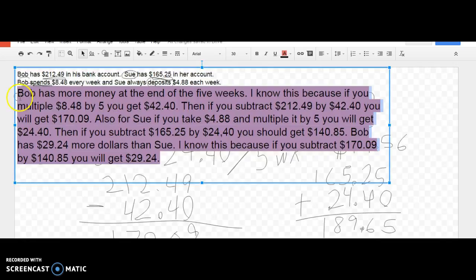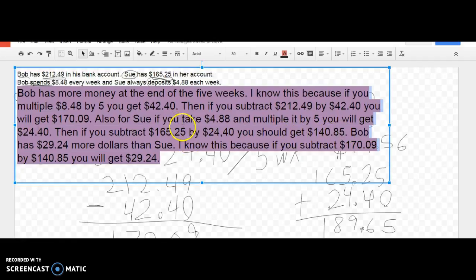So here's what one person said. Bob has more money at the end of 5 weeks. I know this because if you multiply $8.48 by 5, you get $42.40. Hey, that's correct. Then if you subtract $212.49 by $42.40, you'll get $170.09. Spot on, exactly right. Good job. Also for Sue, if you take 4.88 and multiply it by 5, you will get 24.40. That's correct too. Then if you subtract 165 by $24.40, you should get 140.85.